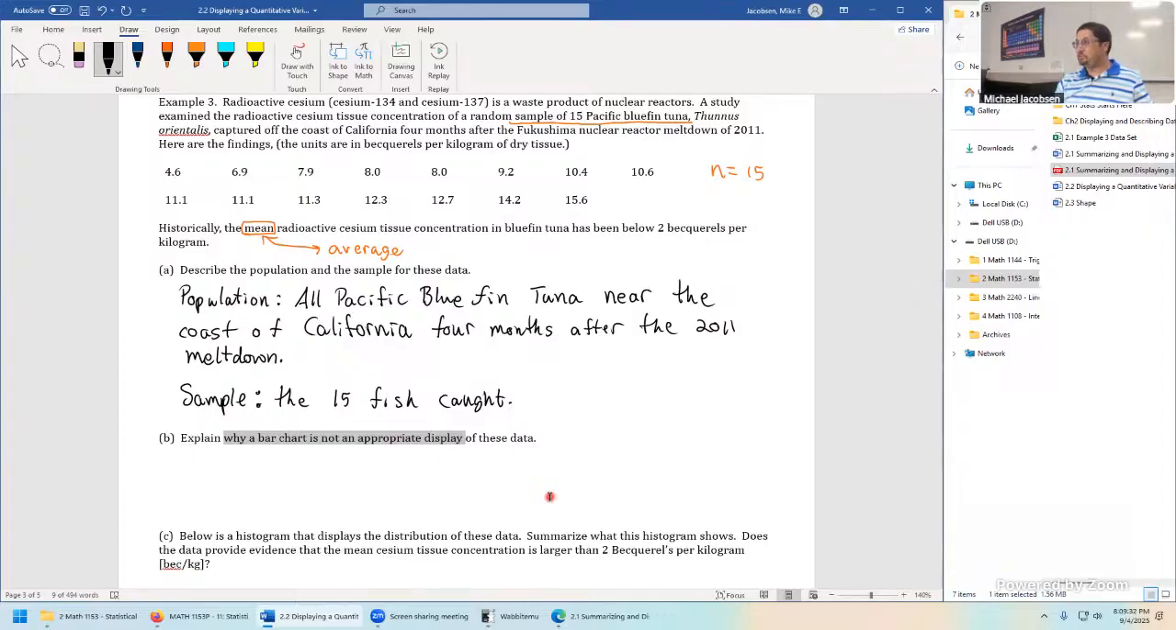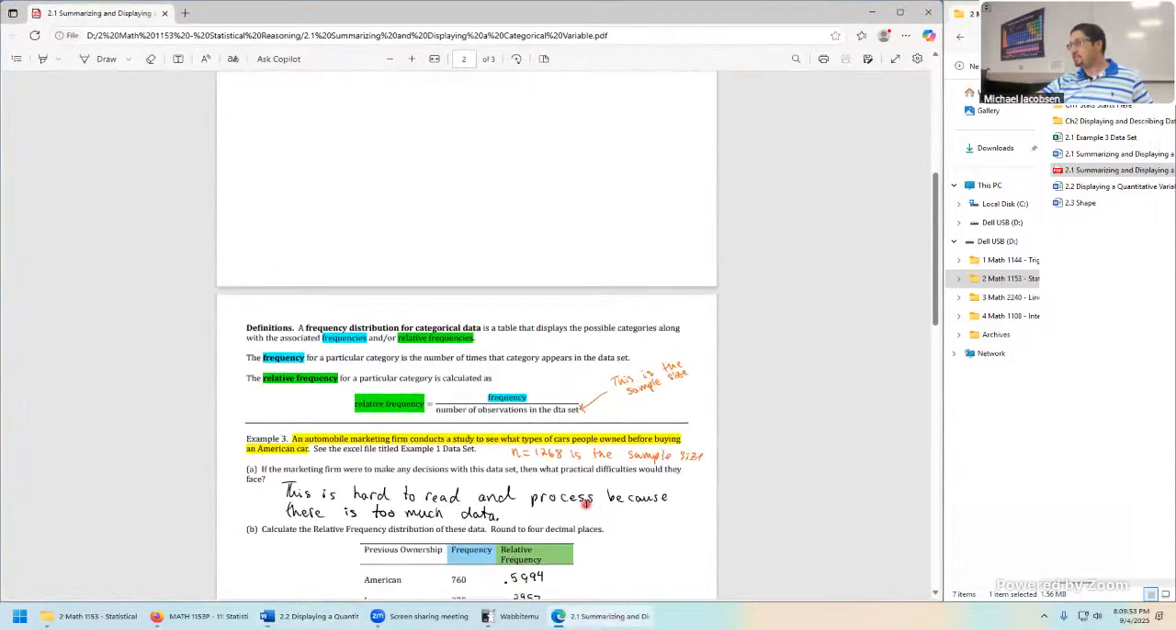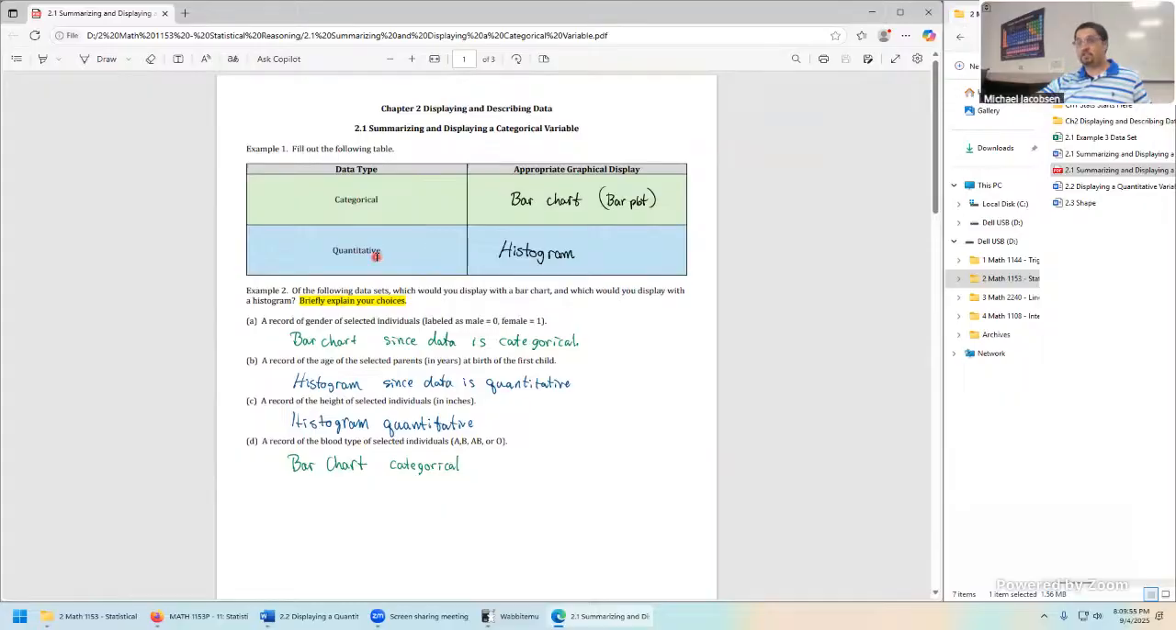It would be really long. Are you saying because there'd be a bar for 4.6, 6.9, and so on? Right. Exactly. That's the defect of this kind of data. We can't use the bar chart for these data. There'd be way too many categories. And so really fundamentally, the reason is these are quantitative data. So we really just default back to this table back up here. If it's quantitative, we should never use the bar chart.